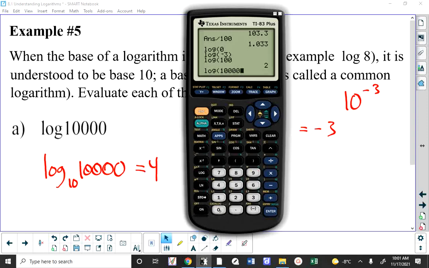You could certainly check these now on your calculator. Log of 10,000. Well, look right above what I have here. Remember I typed in log of 100 and I said, well, it's equal to 2? Well, it's equal to 2 because 100 is 10 squared. Log of 10,000 is equal to 4 because 10 to the 4 is 10,000. Log of 0.001, negative 3.